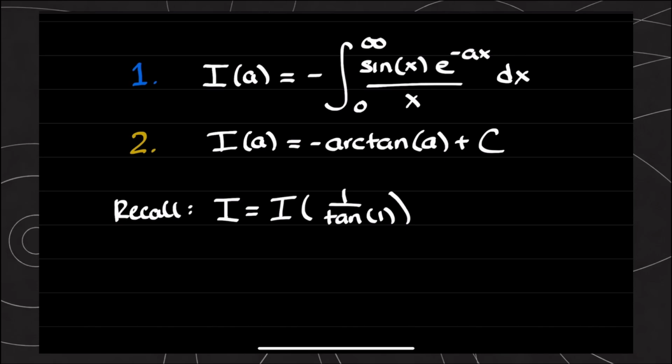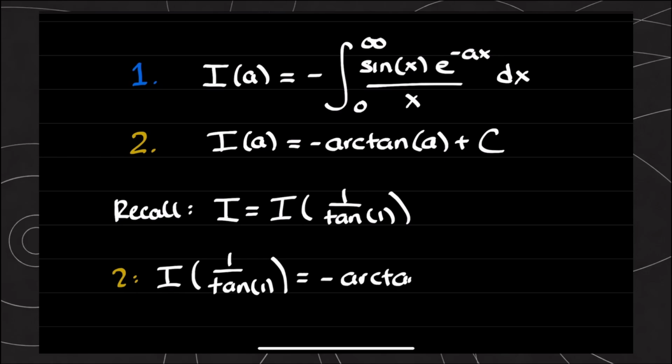That is the value that we're actually after. We're not going to plug it into our first expression, but if we plug 1 over tangent of 1 into our second expression, we can see that I of 1 over tangent of 1, which is what we're looking for, is equal to negative arctangent of 1 over tangent of 1, but then we still have, on the tail end of this expression, our plus c. If we can determine what our constant of integration is, we can evaluate I of 1 over tangent of 1 and get our answer.